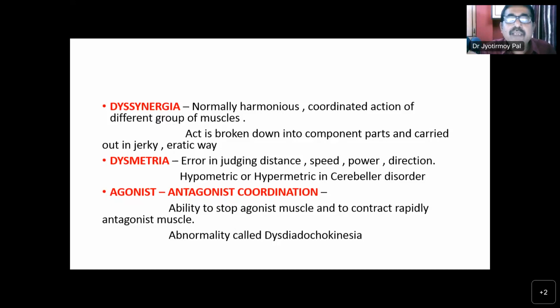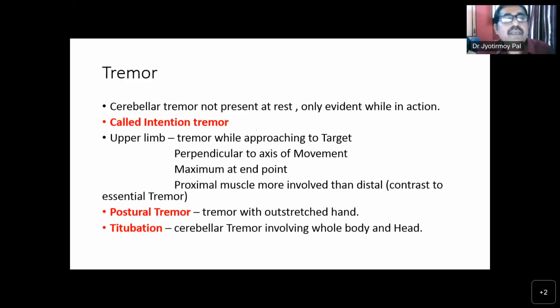The abnormality is called dysdiadochokinesia. That means if I tell you to do this rapidly, you see like this, agonist, antagonist. I can do it because I have no cerebellar disorder. But if you cannot do it properly, that means there is a defect in the agonist-antagonist coordination. That defect is called dysdiadochokinesia. The clinical method is basically described for this defect.